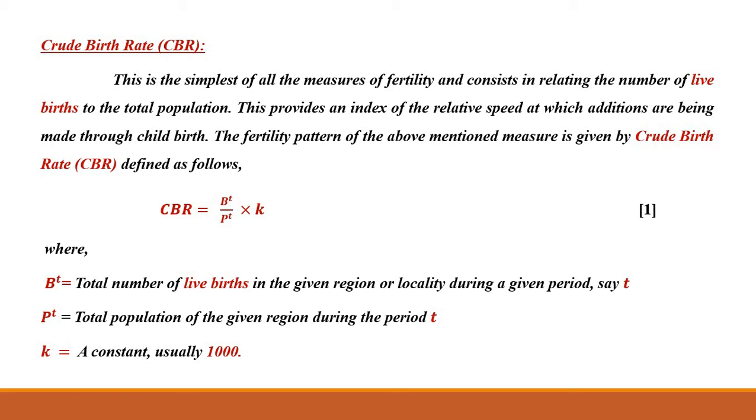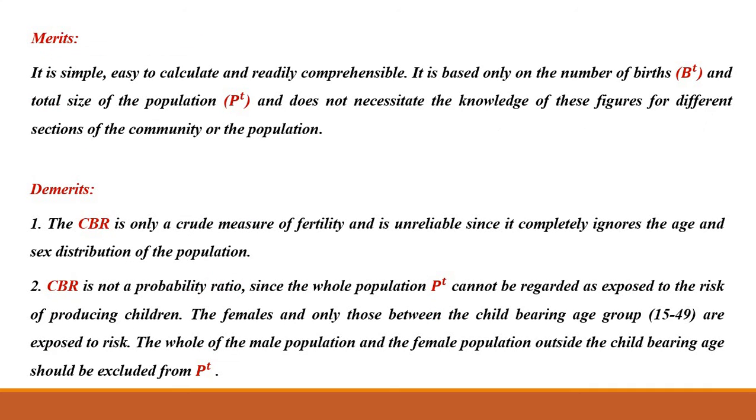The fertility pattern of the above mentioned measure is given by crude birth rate, which is defined as BT by PT into K, where BT is the total number of live births in the given region or locality during a given period T, and PT is the total population of the given region during the period T, and K is usually a constant equal to 1000.